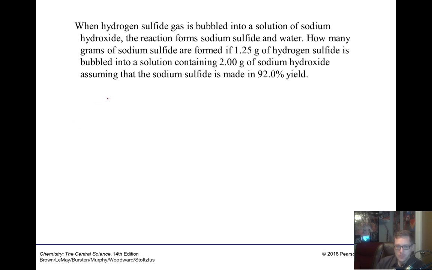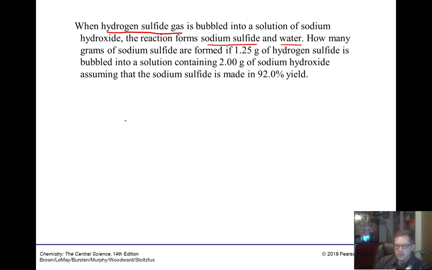Okay, so here we go. We've got hydrogen sulfide gas, and it's bubbled into a solution of sodium hydroxide, and the reaction forms sodium sulfide and water. How many grams are formed? 1.25 grams of hydrogen sulfide is bubbled into a solution containing 2 grams of sodium hydroxide, assuming that sodium sulfide is made at 92% yield.